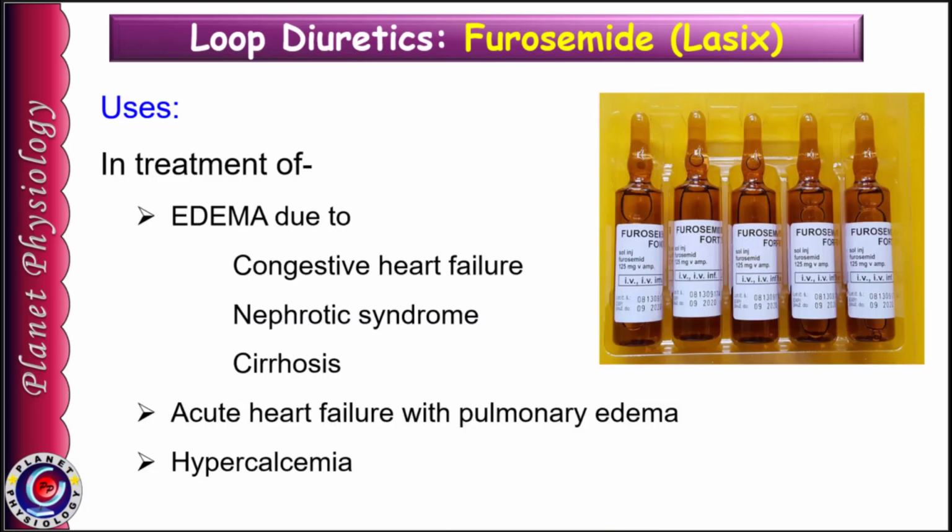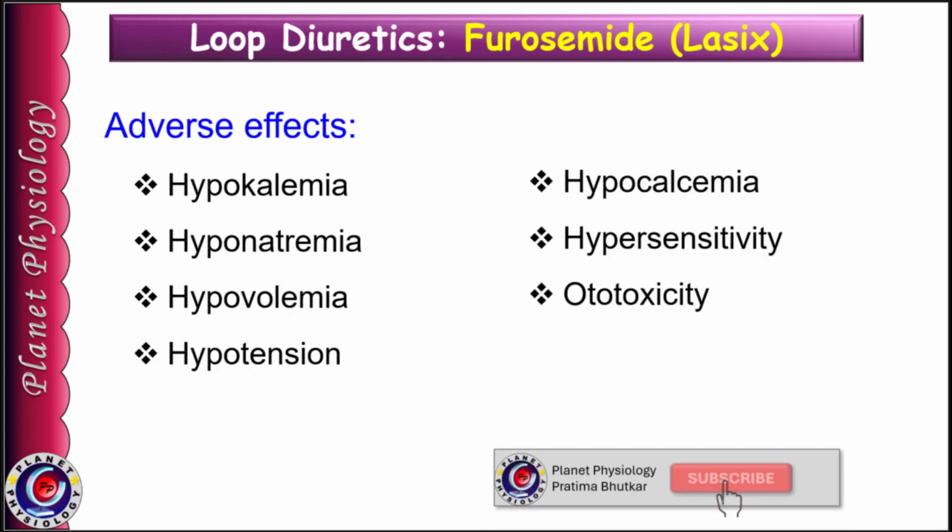Loop diuretics are used in treatment of edema due to congestive cardiac failure, nephrotic syndrome, liver cirrhosis, acute cardiac failure with pulmonary edema and in hypercalcemia. Adverse effects of loop diuretics are hypokalemia, that is decreased serum potassium, hyponatremia, decrease in serum sodium levels, hypovolemia, decrease in extracellular fluid volume, hypotension, hypocalcemia means decrease in serum calcium levels. It also causes certain hypersensitivity as well as ototoxicity, that means it is toxic to ear.